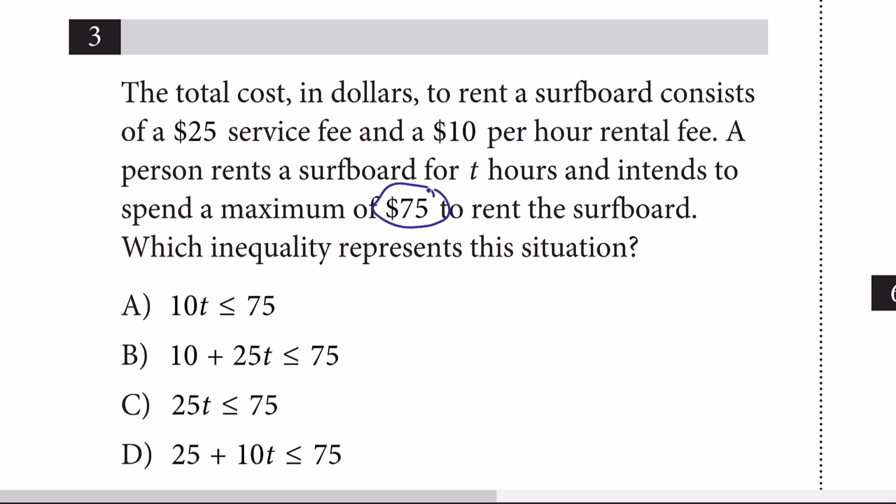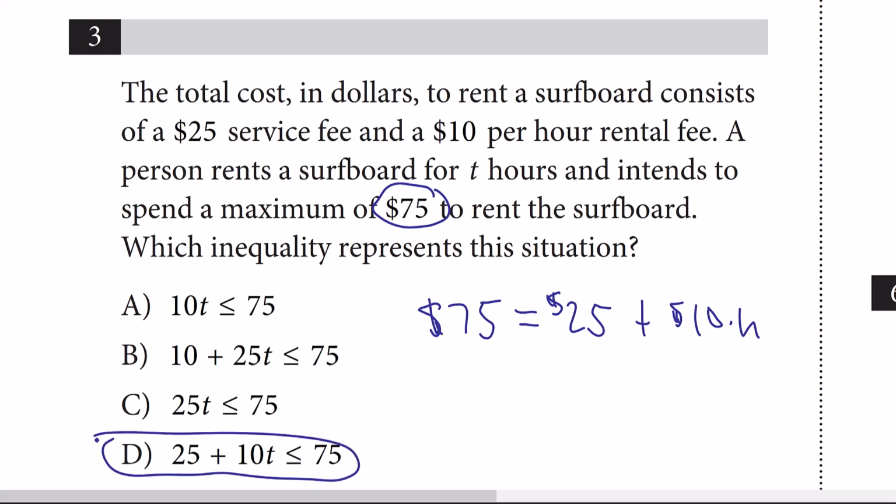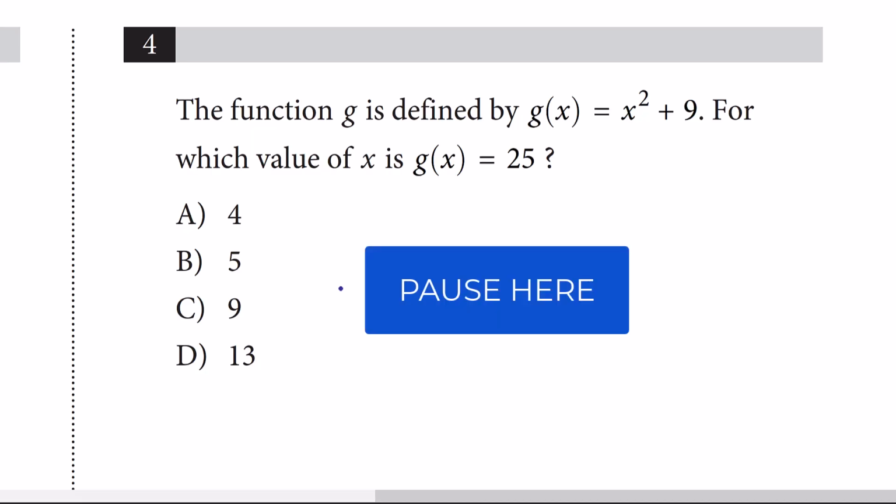They're going to spend a total of $75 max. And that's going to be a $25 service fee plus $10 per hour. So we get 10 times 8, or in this case, they're using T. And if you look at the choices, it's going to be D. Question number 4. Go ahead and pause the video, look at this, and try to solve it first.